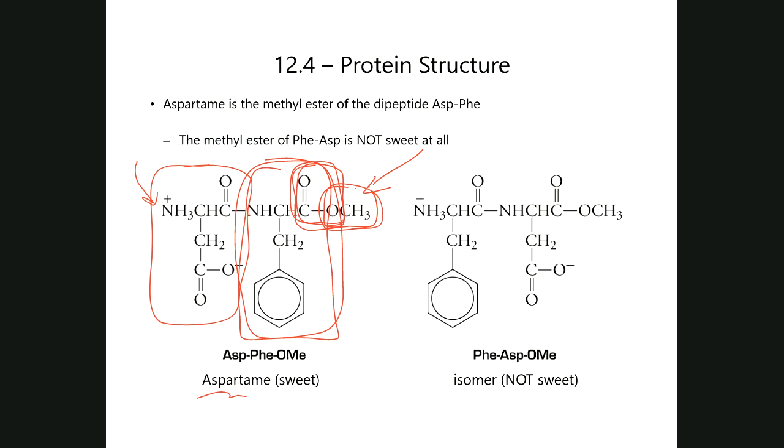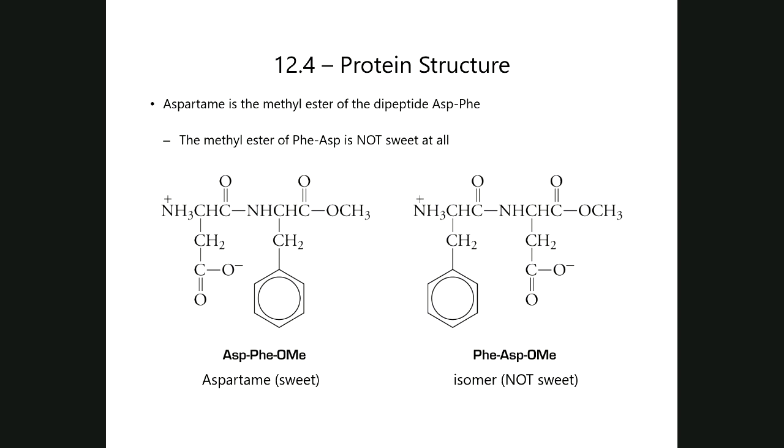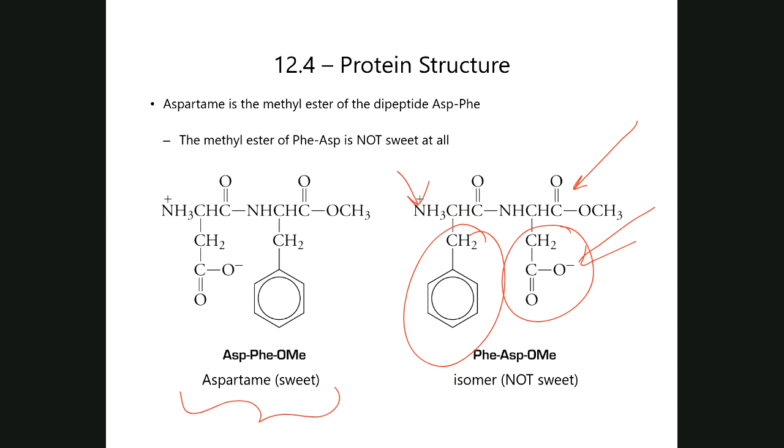Now look at the structure that's next to it. That's the one in which the two amino acids have been reversed. So the N-terminus is now phenylalanine, and the C-terminus is now aspartic acid. Aspartate at physiological pH, because the carboxylic acid is deprotonated. Well, it turns out, as we all know, if you consume these products, aspartame is sweet.